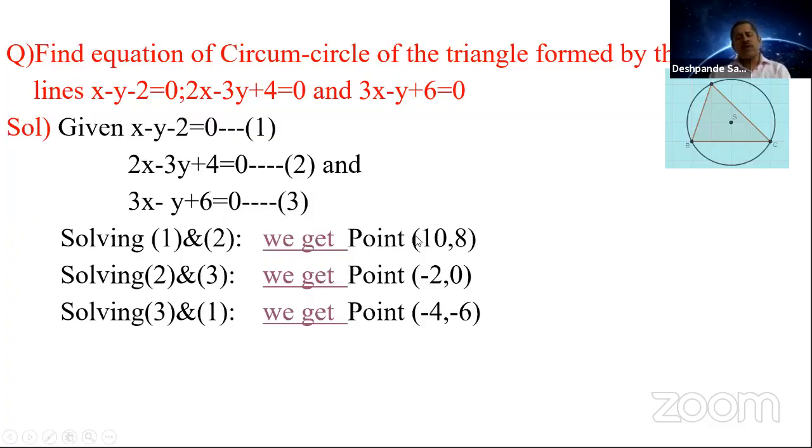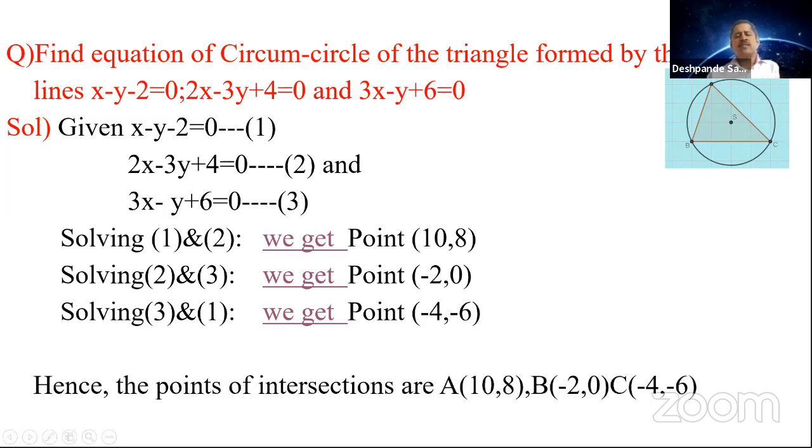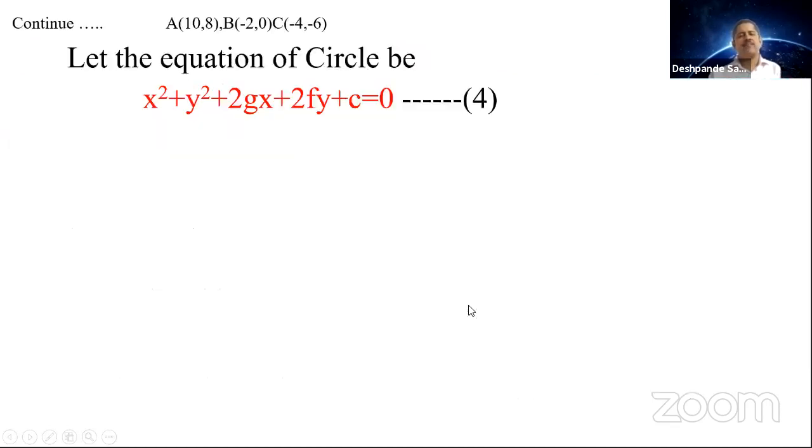Now you got 3 points, right? So we got 3 points of intersection. We name them A, B, C. After getting the points, the next step would be forming equations and solving to get the values of g, f, c. So first you take the equation of the circle as x square plus y square plus 2gx plus 2fy plus c is equal to 0.